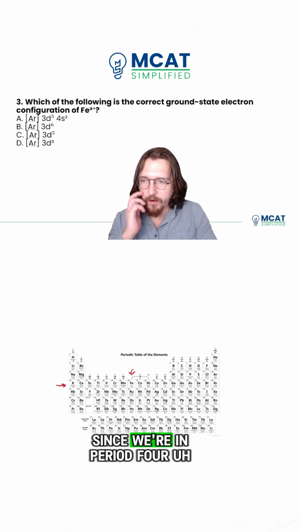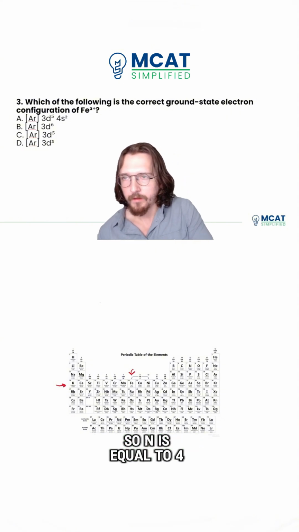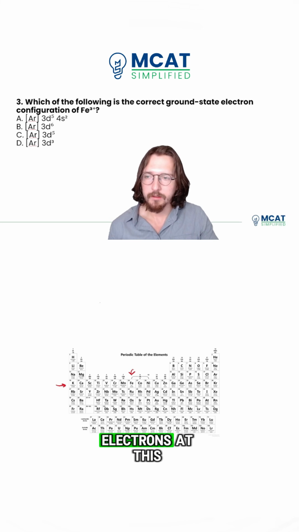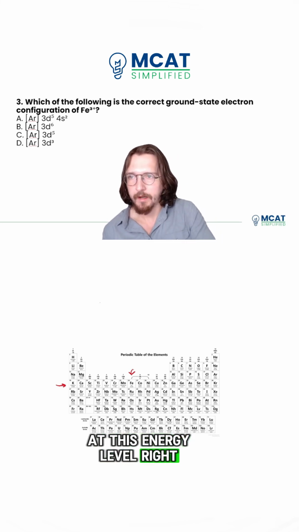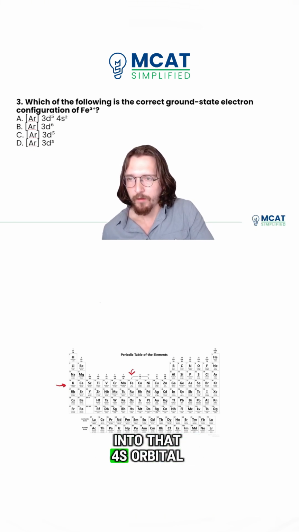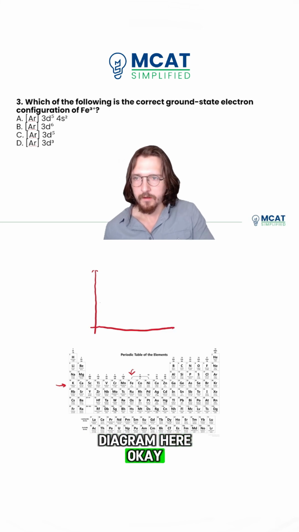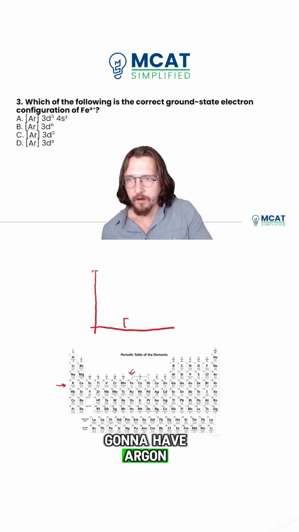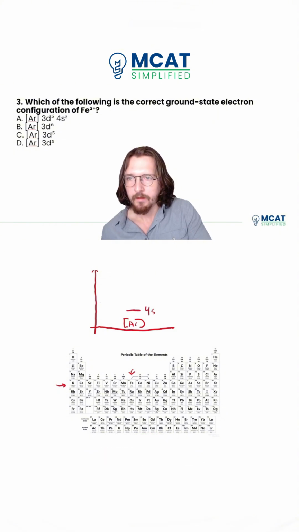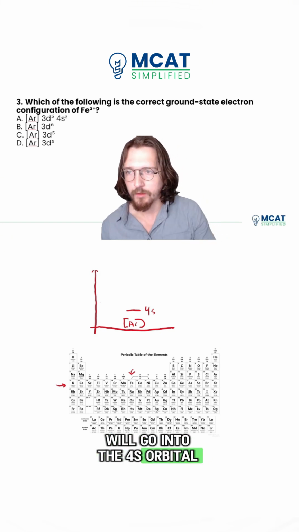Remember that since we're in period 4, we have access basically to the 4th energy level, so n is equal to 4. The lowest energy orbital that can be filled with electrons at this energy level is going to be the 4s orbital initially. For potassium, you would put 1 electron into that 4s orbital. I'm going to draw it as an energy diagram, where we have argon as the baseline state, and then the 4s orbital, where the electrons will go first.